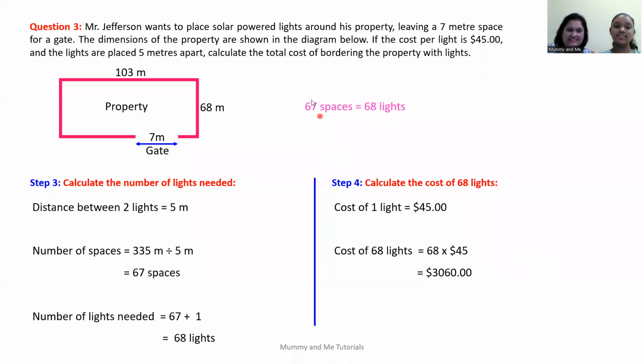Ooh, did we answer the question? Yes. What did the question ask us? To calculate the total cost of bordering the property with lights. And that answer is $3,060.